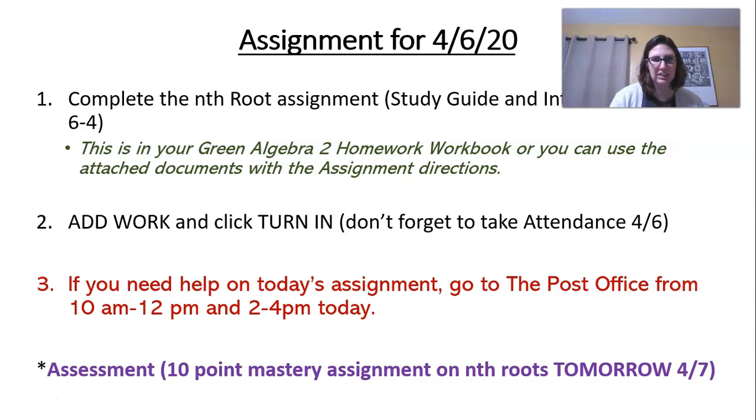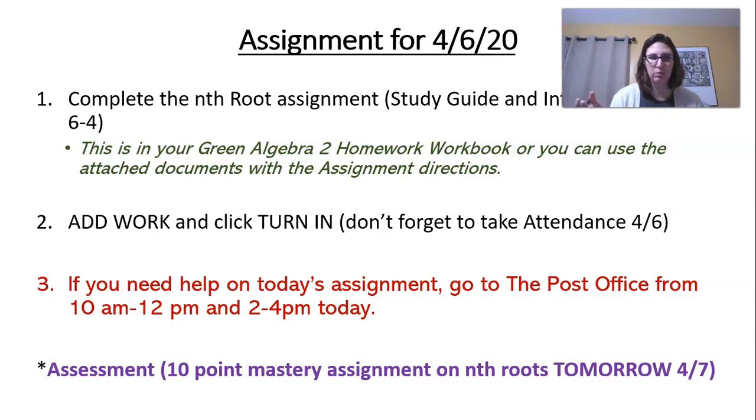Don't forget to take today's attendance. If you need help with today's assignment only, you have to come visit me on the day, just like we were in a traditional classroom. You get help in class on your assignment for that particular day. So if you need help with today's assignment, come visit me between 10 and 12 and 2 to 4. Just go to the post office. You need to be in there visiting me and asking questions if you are stuck. You cannot come to me on Friday and say you don't understand how to do the week's work. It's too late at that point.